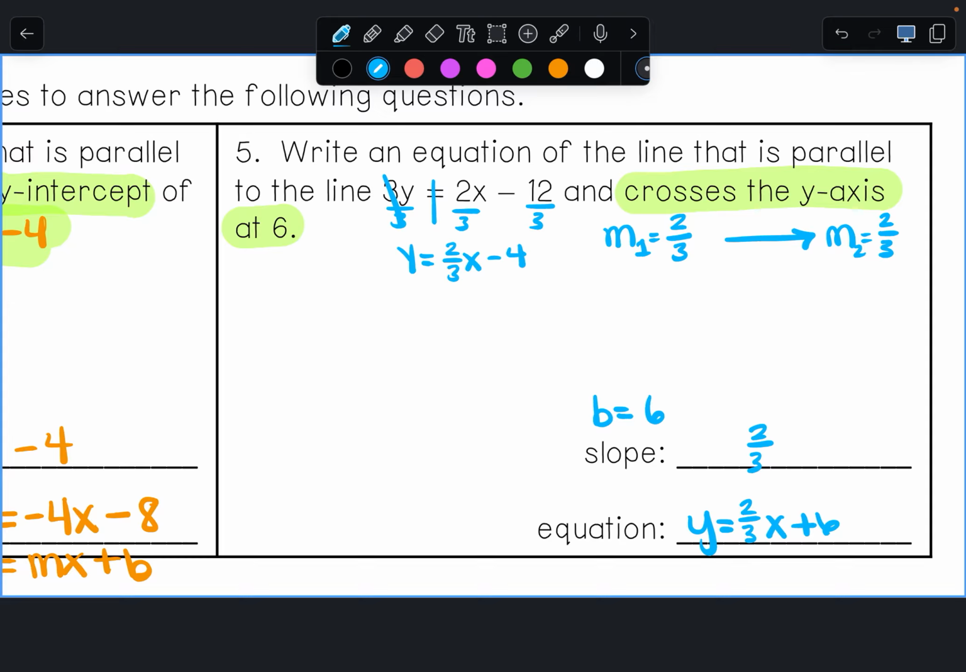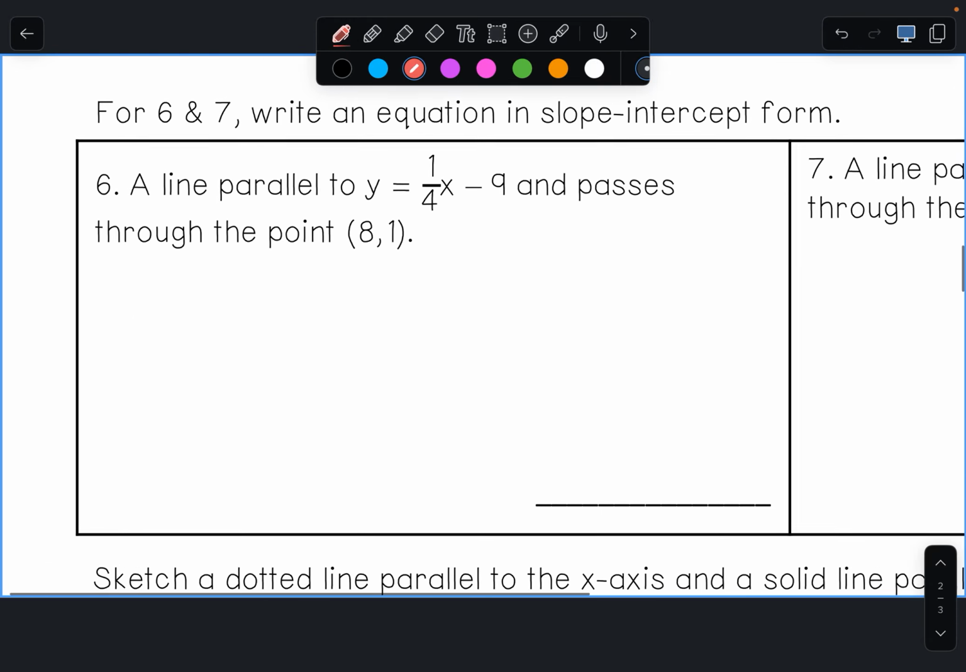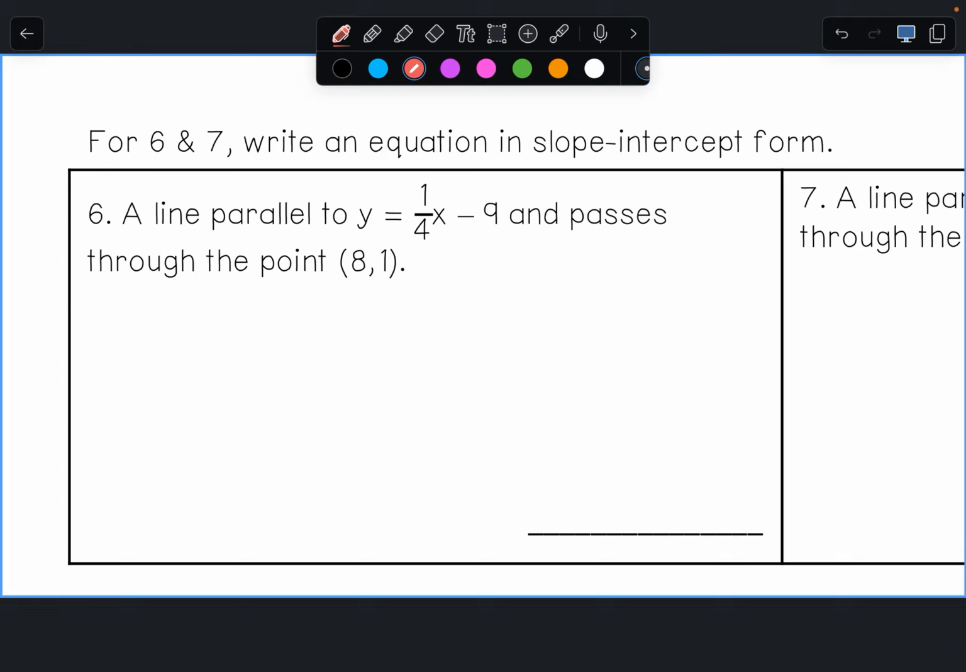Number 6 and 7 is how you're most likely going to see it on the STAR test. There is an extra step, and you'll see why. All right. Number 6, they give us an equation. Why do they give us the equation? Because what do we need from it? The slope. So the slope of the first line is 1/4. If we look for a line that's parallel to it, the slope of the second line is going to be 1/4. But this time we have the slope, but we don't have the y-intercept. What do we have? A point.